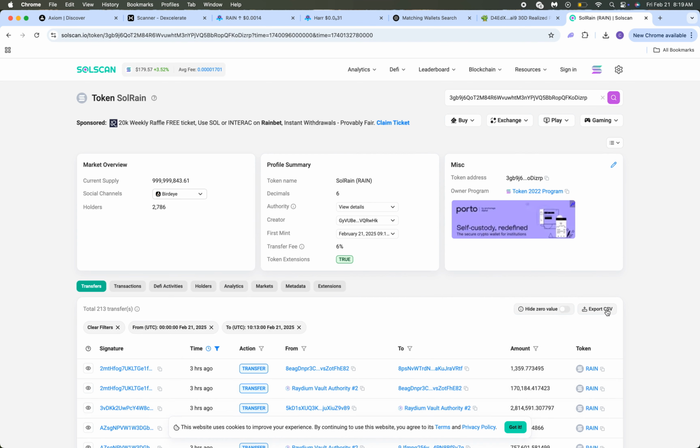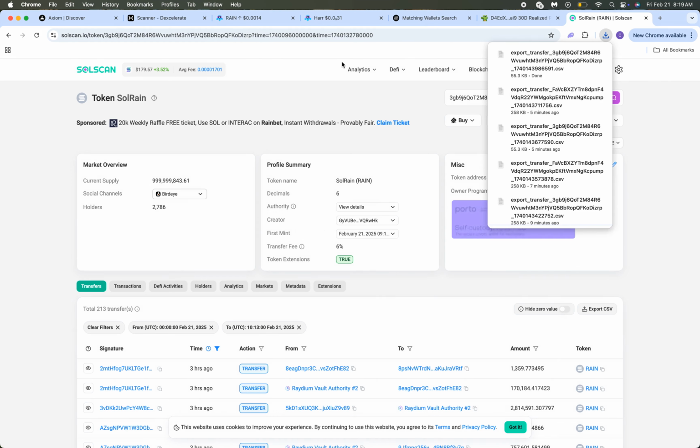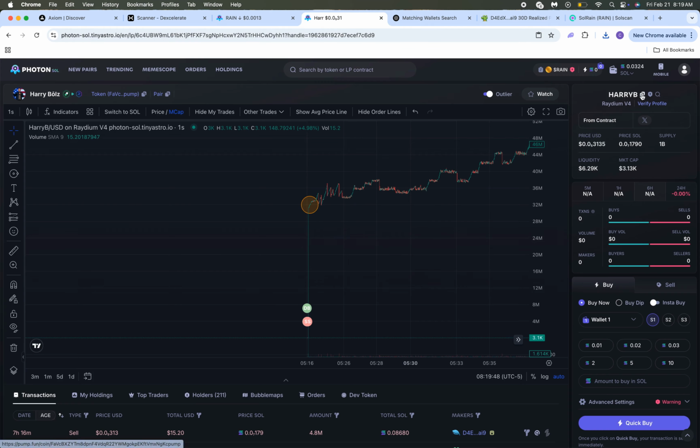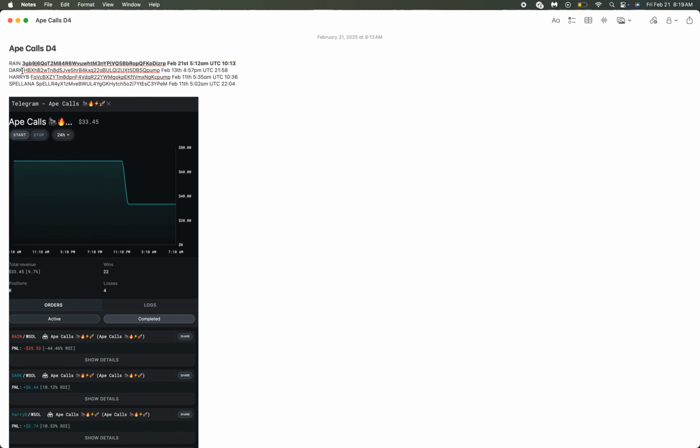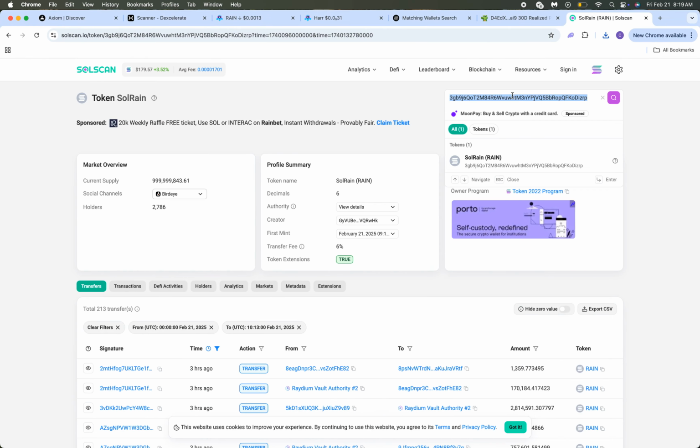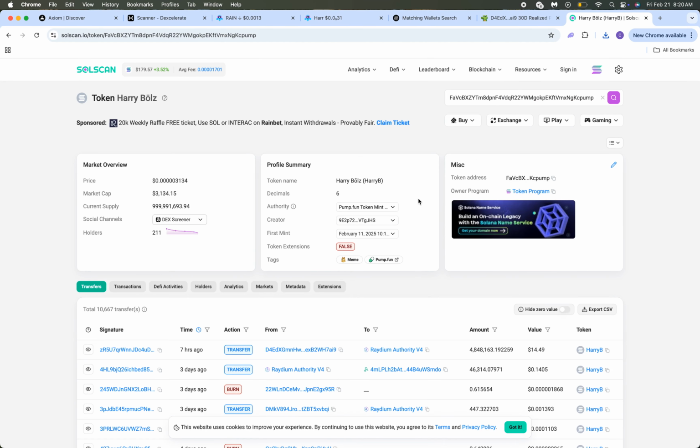So now we filter that, we export the CSV, and we will take a look at Harry. I actually first looked at Dark and Rain and couldn't find him, and then I took Rain and Harry. So sometimes you guys have to try different variations to find these wallets. It's not always going to work on the first two tokens you choose.